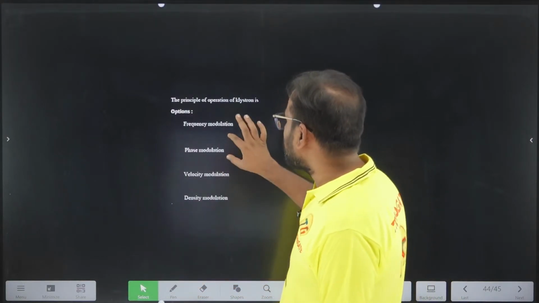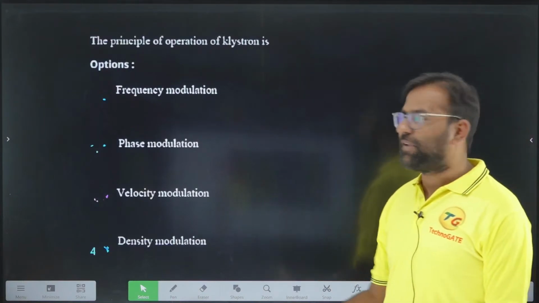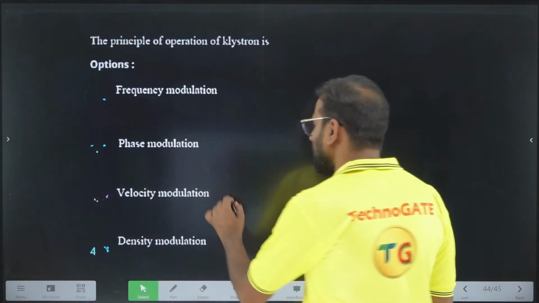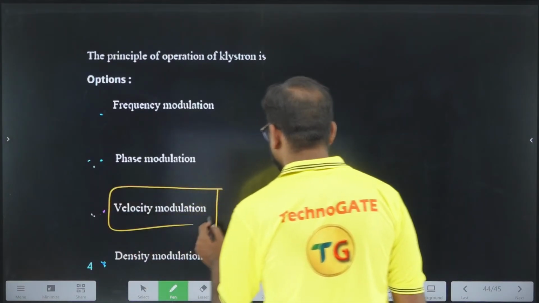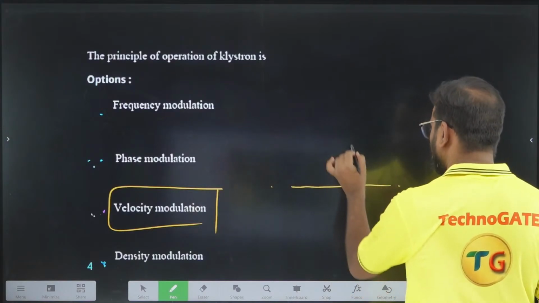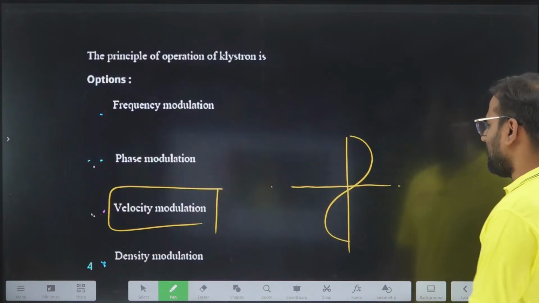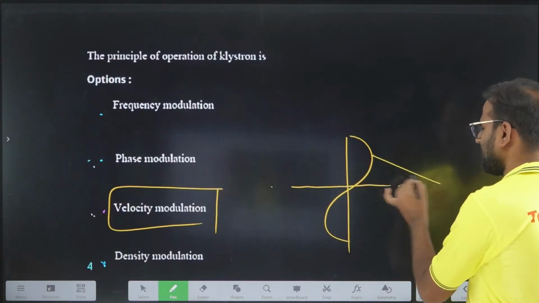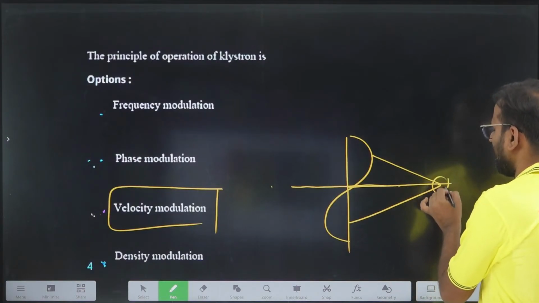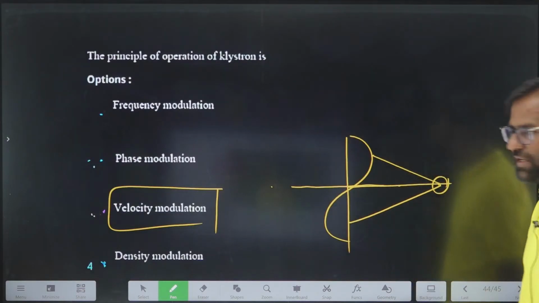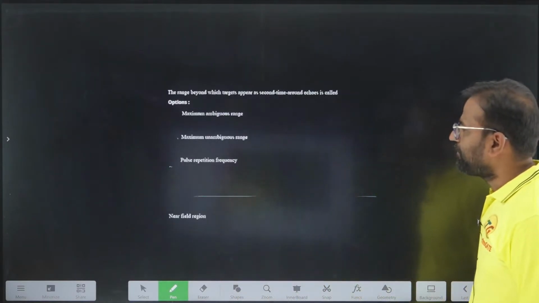Principle of operation of a klystron. How does a klystron amplify the signal, and what is the idea? The idea is very popular, known as velocity modulation. There is a constant beam of electrons. In this beam of electrons, there is a small sinusoidal signal. This will accelerate some electrons, keep some at neutral velocity, and retard others, and it forms a bunched beam. That is amplification. So this technique is known as the velocity modulation technique.